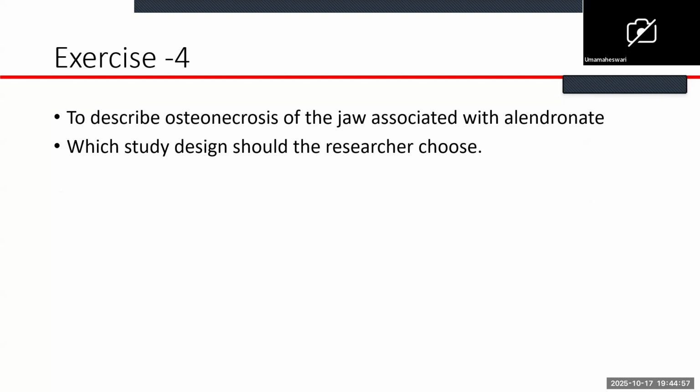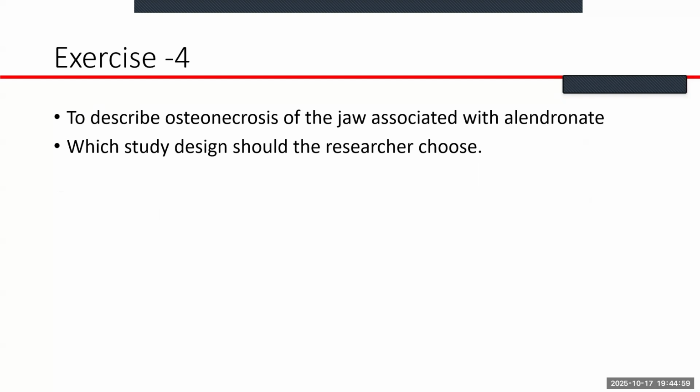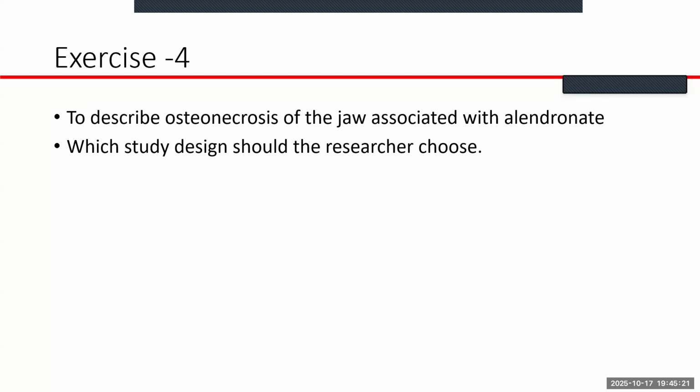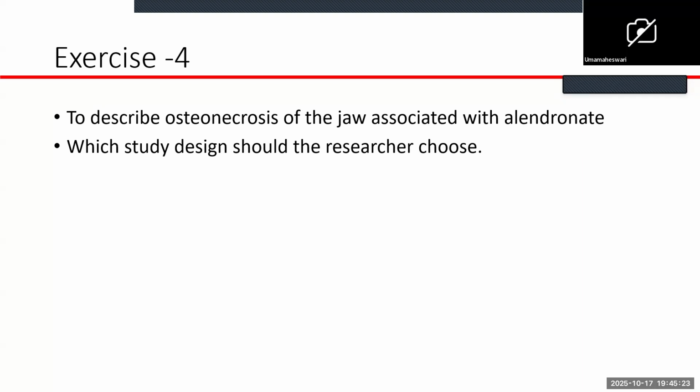Anybody can try. Can it be simply an RCT? An RCT, randomized controlled trial, will not tell a description. It will find out the causal relationship. Here you are simply describing a person with osteonecrosis and whether they have taken alendronate or not. Case series, ma'am. Very good, you can take a case series. You can even ask a patient with osteonecrosis whether they have taken alendronate or not. A cross-sectional study can do the same. Case series or case report is very good.